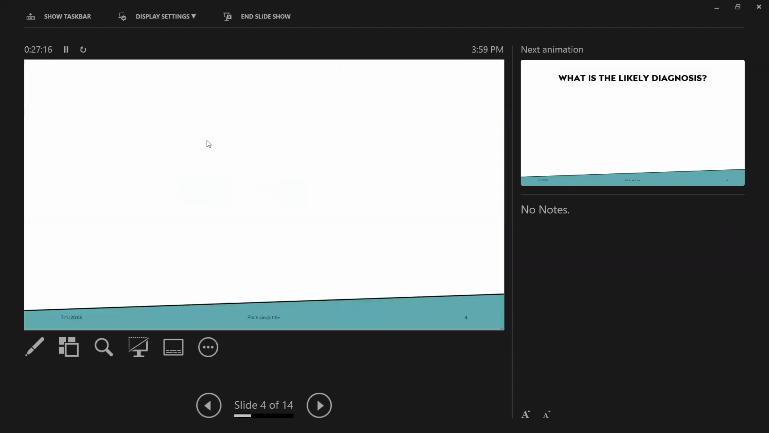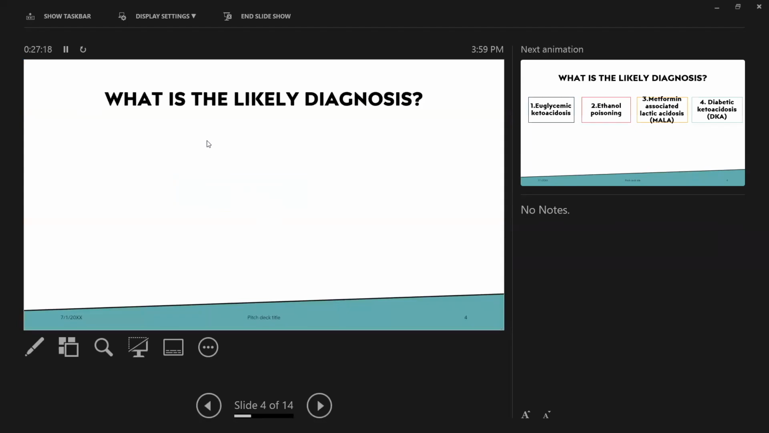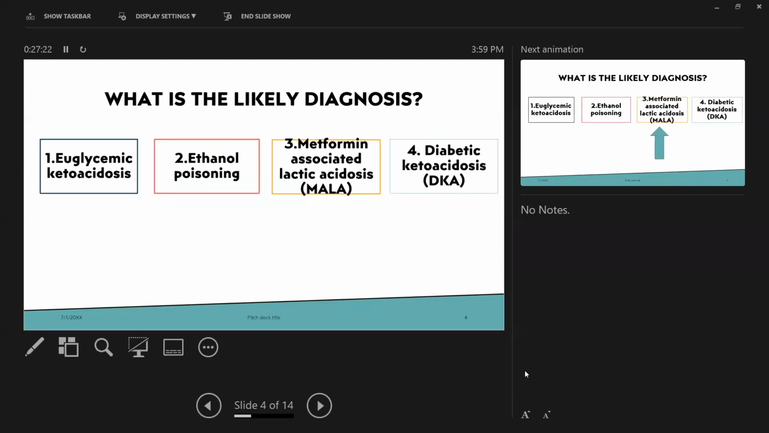So what is the likely diagnosis here? Let me give you a few options. I know everyone is shy, but you can type your answer in the chat group. I'll give about 15 seconds. What is the likely diagnosis? Euglycemic ketoacidosis, ethylene glycol poisoning, metformin-associated lactic acidosis, or DKA.